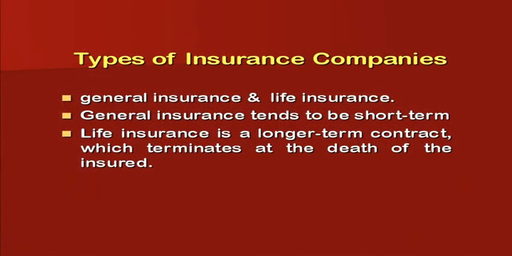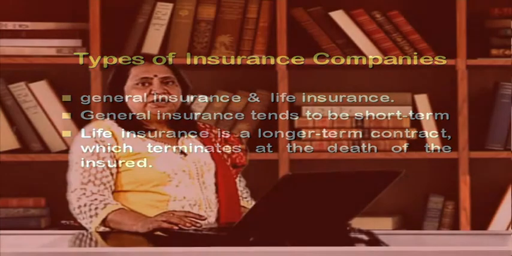Now, let us study the types of insurance companies. We have the general insurance and the life insurance companies. The general insurance tends to be short term, and the life insurance is a long term contract which terminates at the death of the insured. So, general insurance basically relates to your equipment, to your car, and to your vehicles.